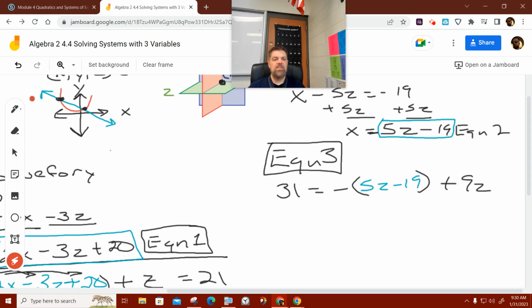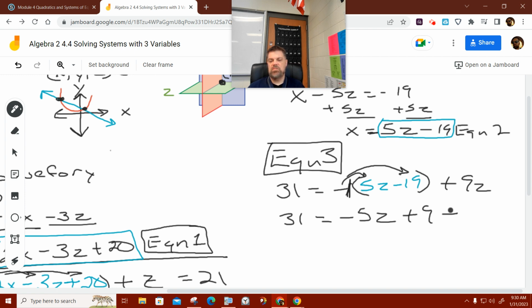Okay? But I still have to distribute this negative sign. So what's negative? And if you don't know how to do that, think of that as negative 1. What's negative 1 times 5z? Just negative 5z. What's negative 1 times negative 19? Positive 19 plus 9z. Okay? Combine like terms. 9z minus 5z is a positive 4z.